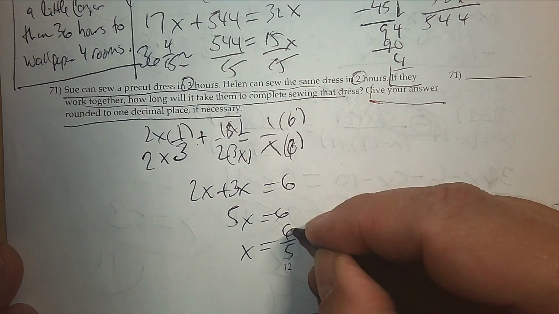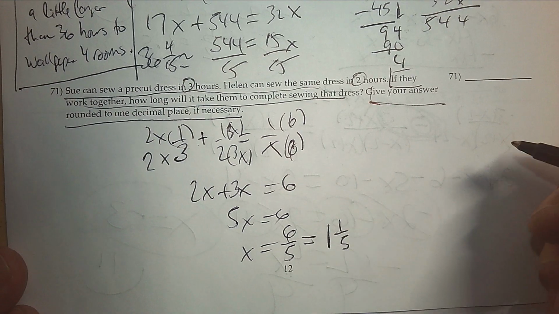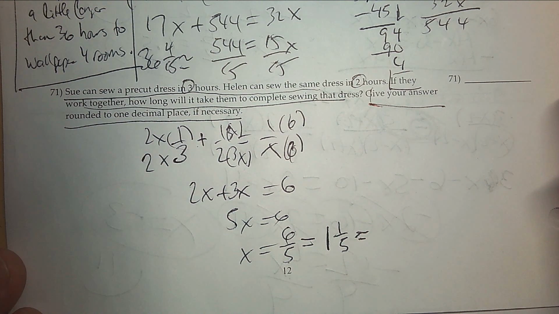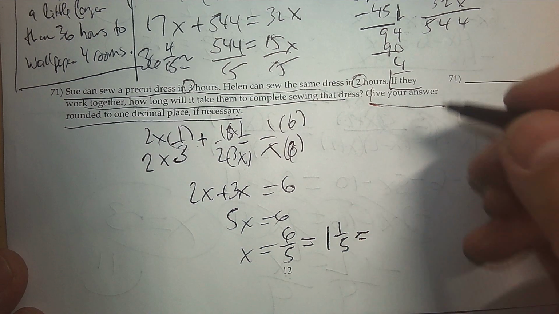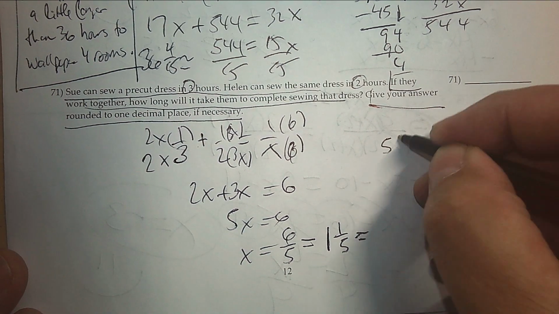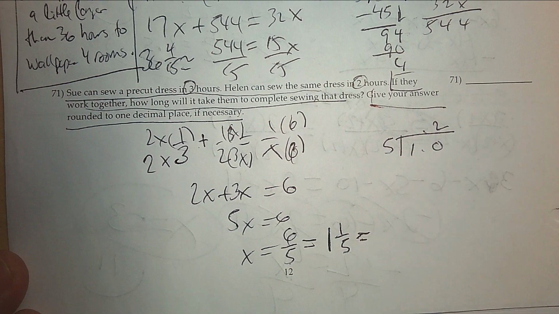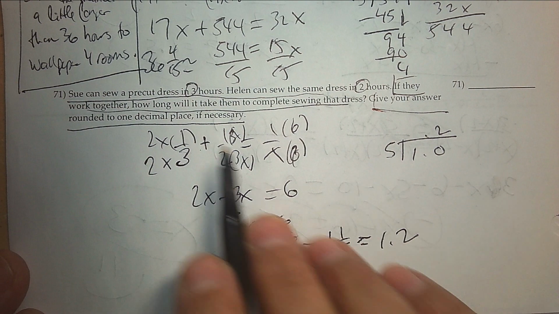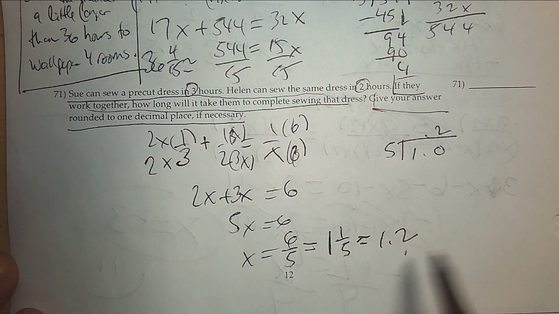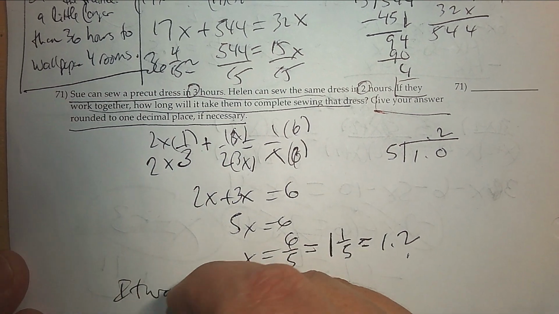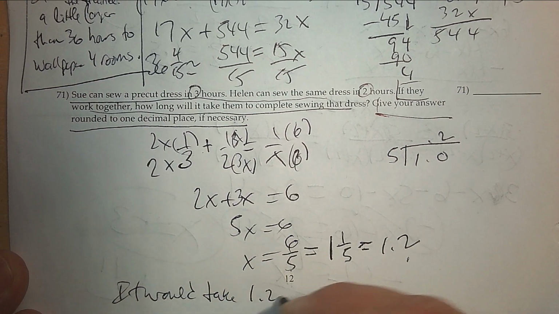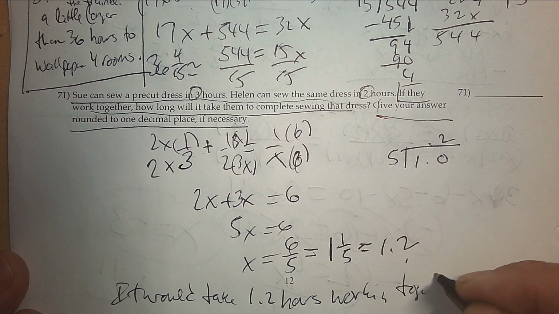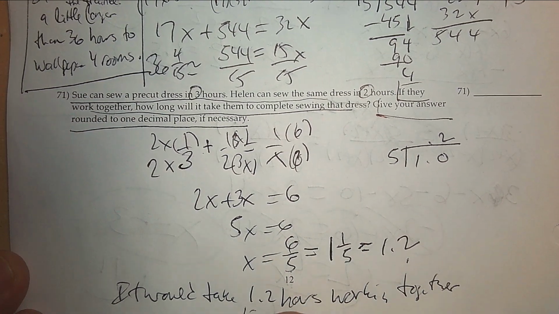5 goes into 6 once, and the remainder is 1/5. Any idea what 1/5 is as a decimal? It is 0.2, so 1.2. Joseph, good job. So, like 5 into 10? So the question is, how long would it take them working together to sew the dress? So it would take 1.2 hours working together to sew the dress.